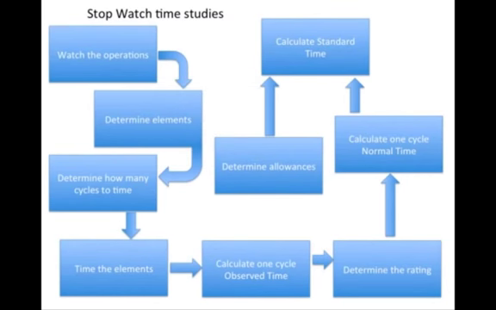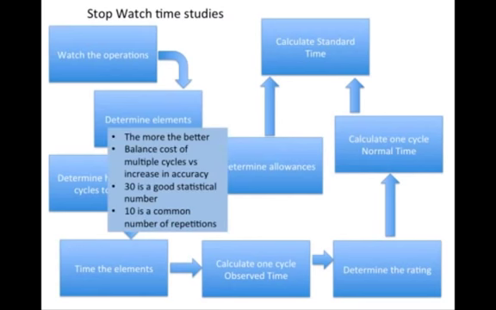After you've done that, you have a list of elements. The next thing is to determine how many cycles to go through on these elements. In general, the more the better. If you can get 300, that'll be better. But we always want to balance the cost of the number of cycles versus the increase in accuracy. With 100 cycles watching, you're not going to get a lot more than you would have in 50 or 20.